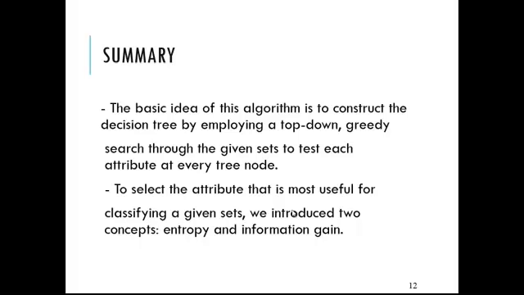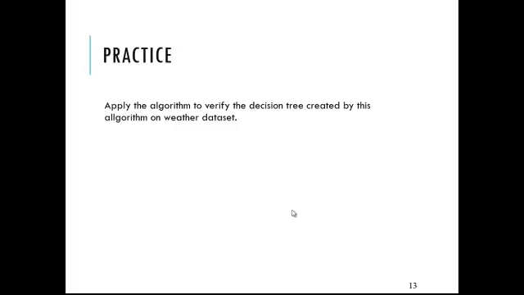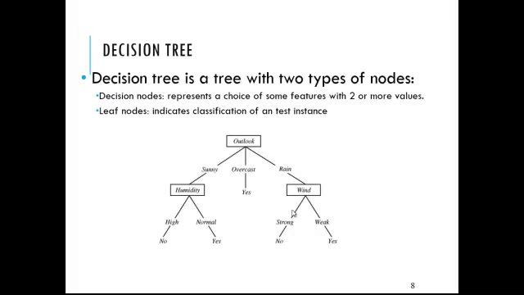So the basic idea here is to construct the decision tree by a top-down, greedy search through the given set of instances to test each attribute or feature at every tree node. So to select the feature that is most useful with the highest information gain, we introduce two concepts, the entropy and information gain. The entropy again is to measure the homogeneity, and the information gain is to measure how well one feature can split the decision tree up. So as an exercise, I would highly recommend you apply the whole algorithm on this toy data set to verify the decision tree that I have in here. So this should be your outcome. All right.